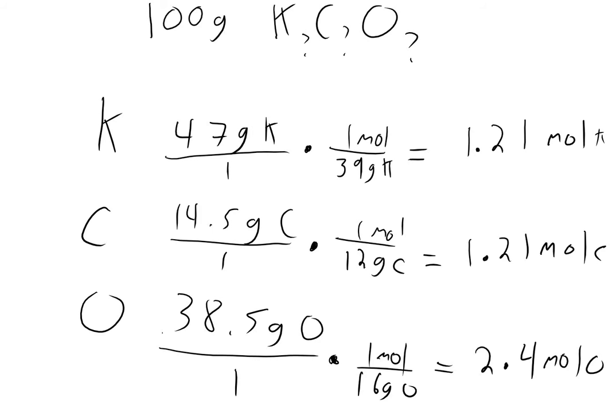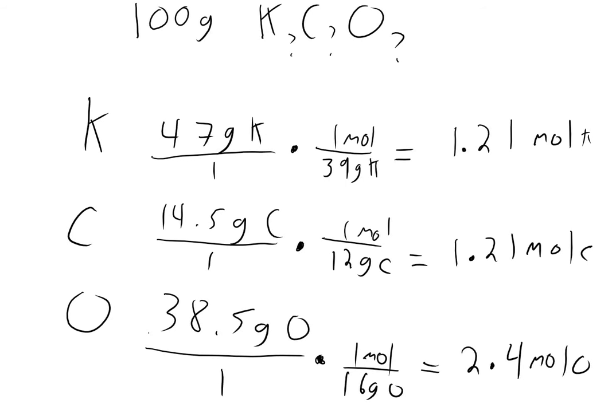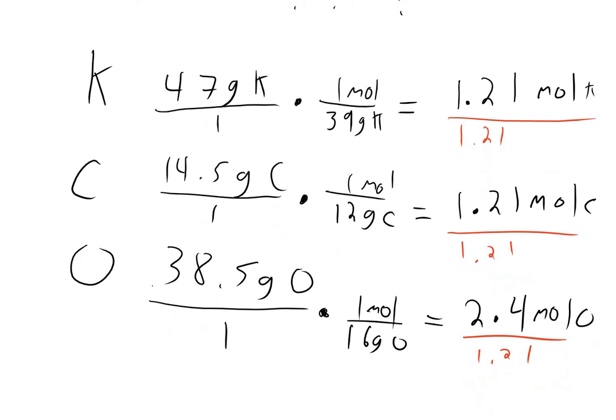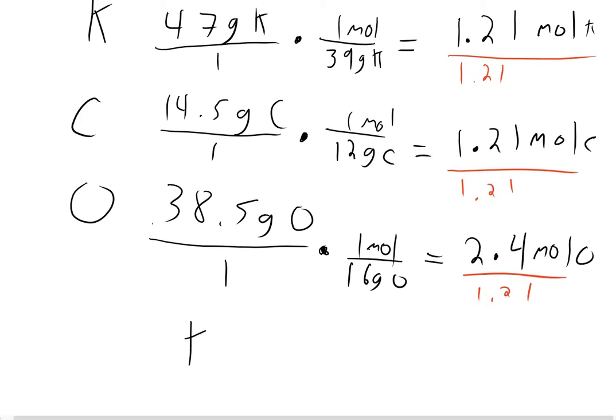When they ask for empirical formula, it's the most simple ratio of elements compared to each other. So if I divide these all by the smallest mole count that we find here, which is 1.21, what I get is that potassium is coming in at a ratio of 1 to carbon's 1, but then oxygen comes in at 2. So for every 1 potassium you get 2 oxygens. But for every 1 potassium you get 1 carbon. That's what we just figured out here.